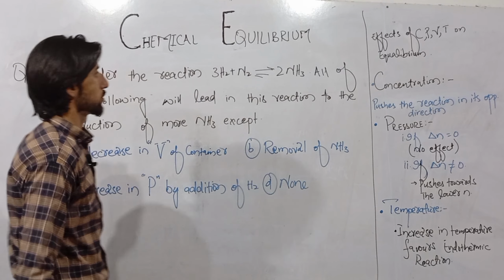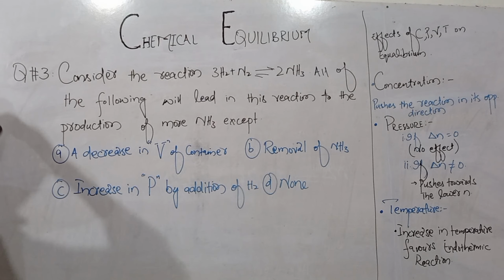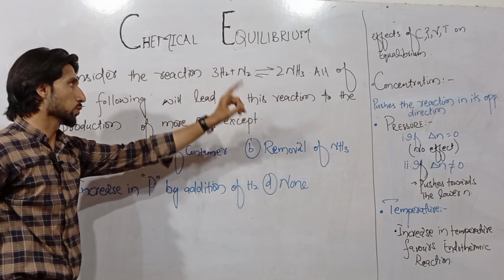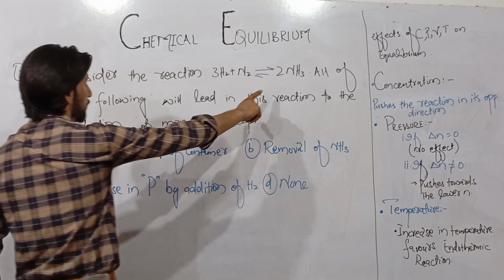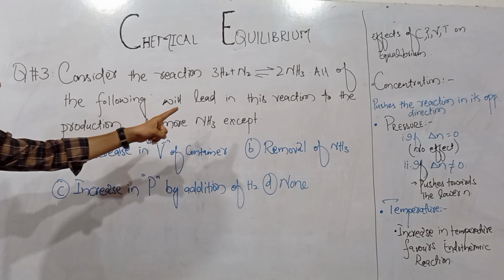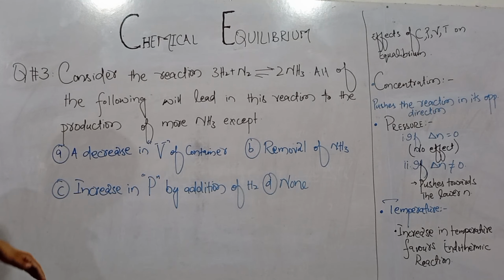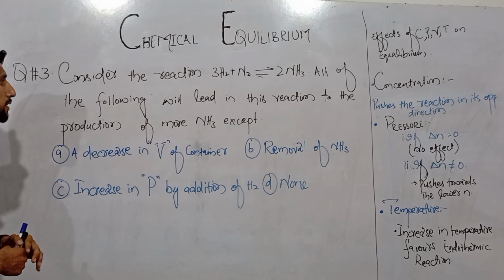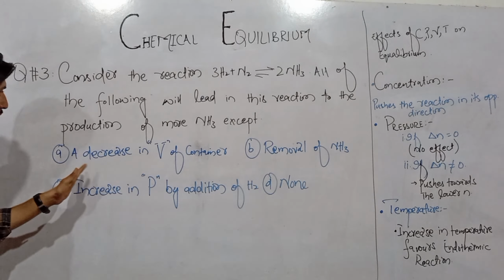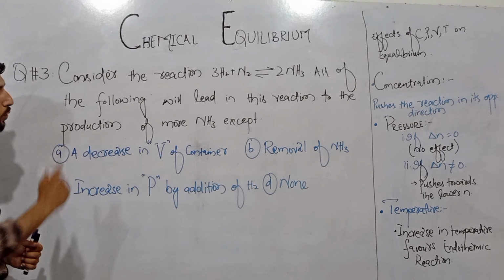Now we will come toward the MCQs and we will solve our first MCQs on this concept, and the third MCQs of the chapter. Consider the reaction in which hydrogen and nitrogen combine to form ammonia. All of the following will lead in this reaction to the production of more NH3 except. So what they are asking is that all of these conditions increase the production of ammonia except one.